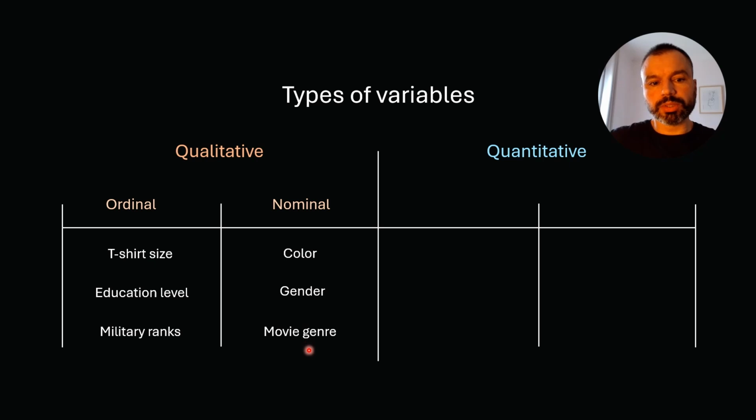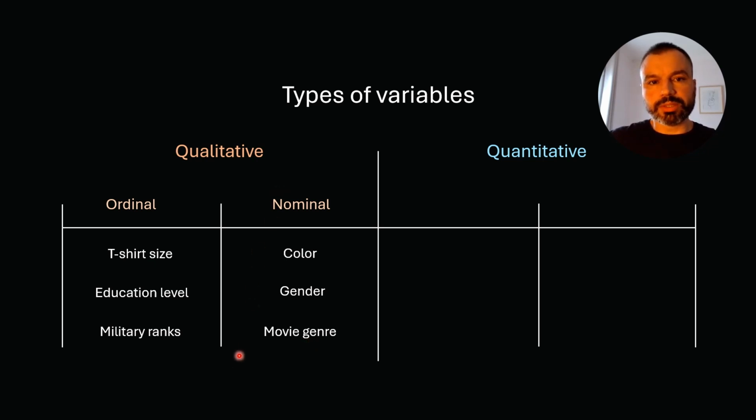Movie genre. There's no movie genre that's better than other movie genres. Some people will prefer horror movies. Other people will prefer comedy, dramas, thrillers, etc.